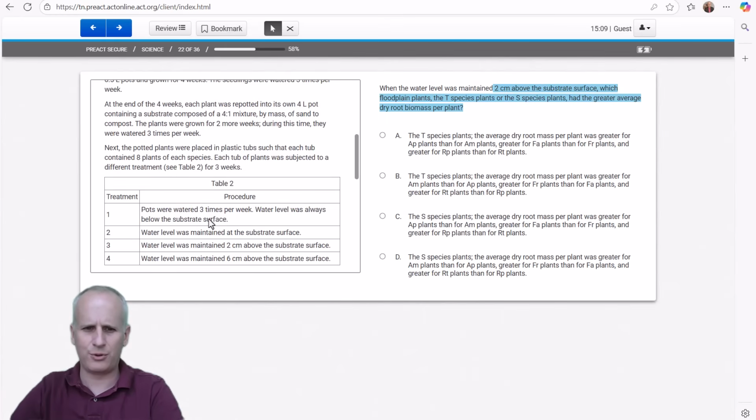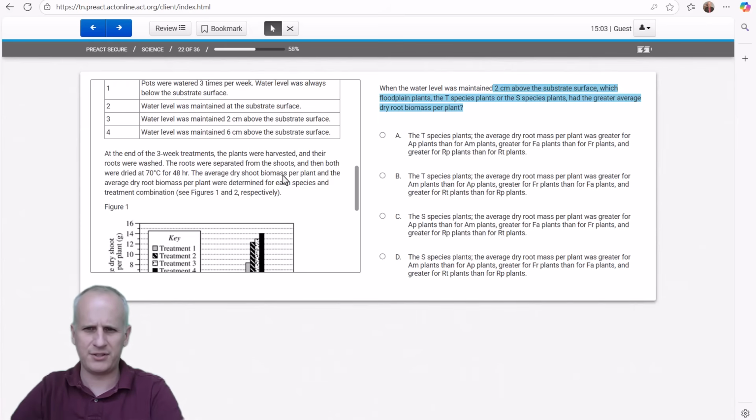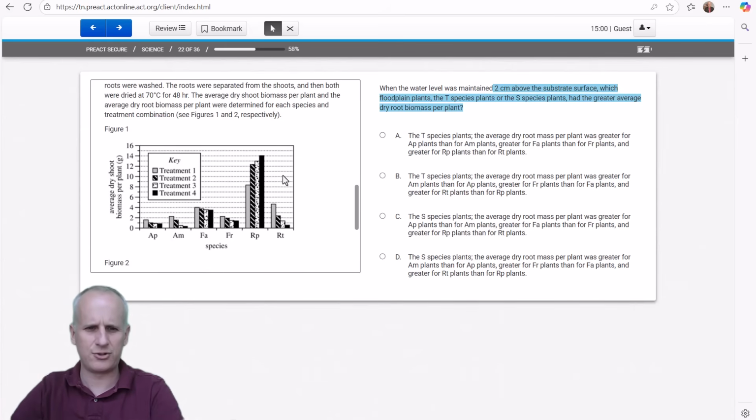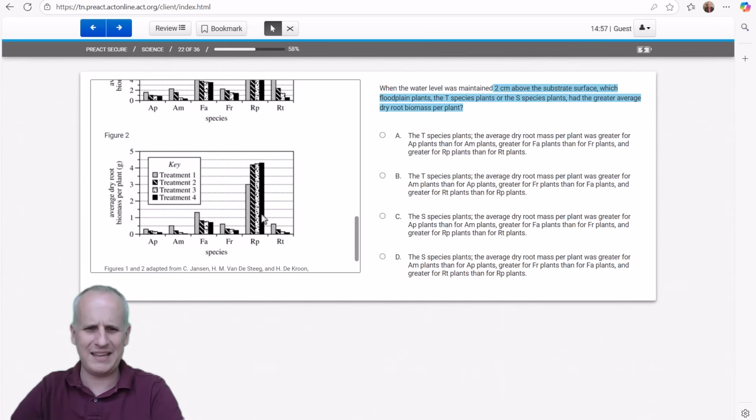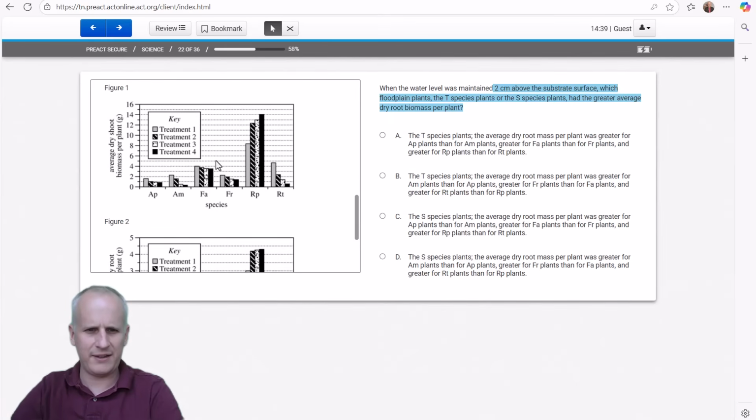So now we're going to scroll down to where we find out that treatment 3 was about maintaining 2 centimeters above the substrate surface. So we've got to be focused on treatment 3. And we know that RP was one of our T species plants. And we know that RT was one of our S species plants. And it's basically structured that way for all of them. So that if we scroll back up, FA is a T and AP is a T. So FA is more than FR, AP is a little bit less than AM. So we've just got to find, and we know that T is going to be the bigger biomass, really just from the RP.